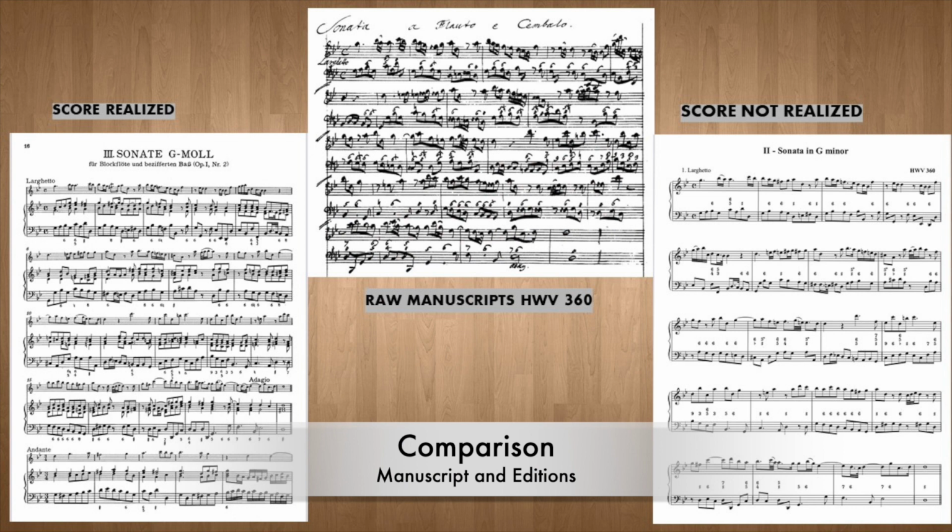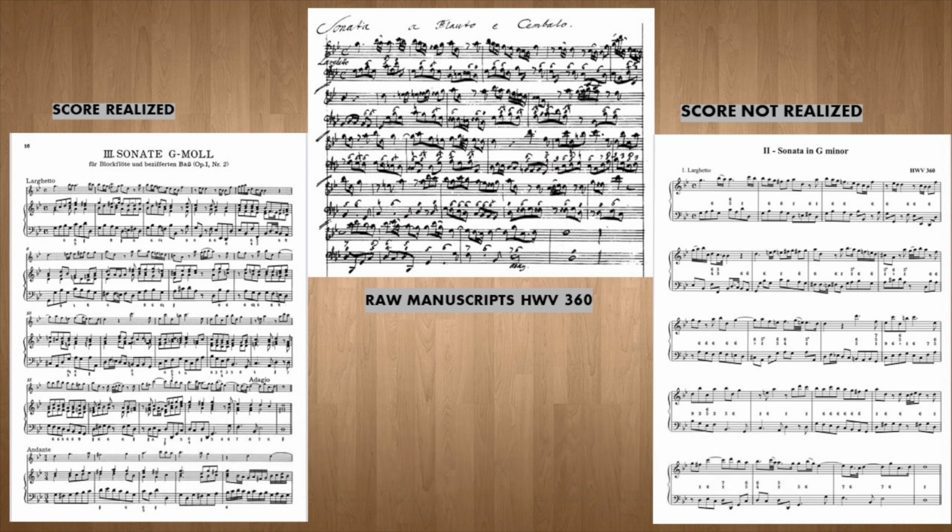There are two editions of HWV 360 which we will compare to the raw manuscript to see how similar or different they are. At the same time, we aim to also see how the continuo realization has evolved to what it is today.